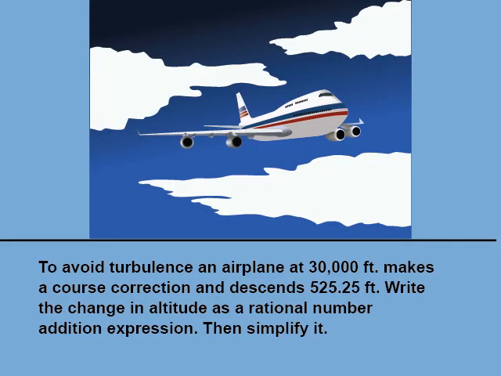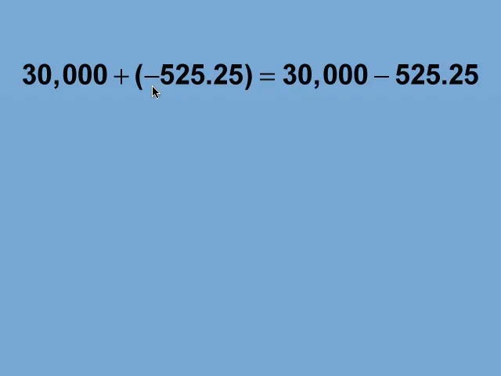To avoid turbulence, an airplane at 30,000 feet makes a course correction and descends 525.25 feet. Write the change in altitude as a rational number addition expression, then simplify it. Write 30,000 as a positive integer and the descent as a negative rational number as shown here.